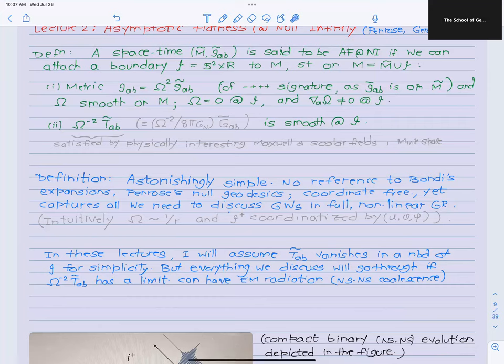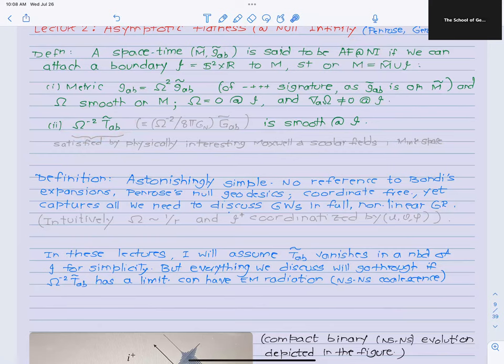And the second condition is just on the matter stress-energy tensor, that the stress-energy tensor of the physical space-time falls off at some rate. Namely, in Minkowski space, it would be like 1 upon r squared. So this tensor field is actually smooth at scri. Now, for most physically interesting space-times, you can have Maxwell fields, scalar fields, or neutrino fields, and you can check that this stress-energy tensor condition is satisfied. So it's not really restrictive.